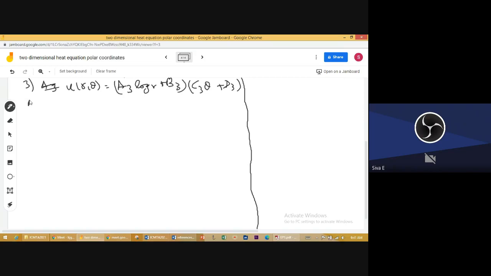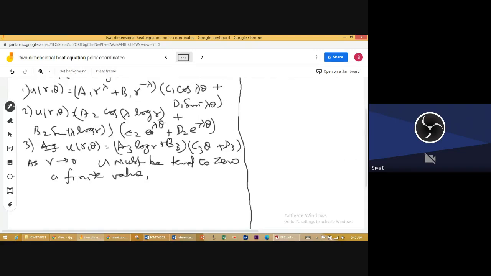First, as r tends to 0, the radius tends to 0, u must tend to a finite value. So when r tends to 0, u must be finite. So solutions 2 and 3 are not suitable for this.